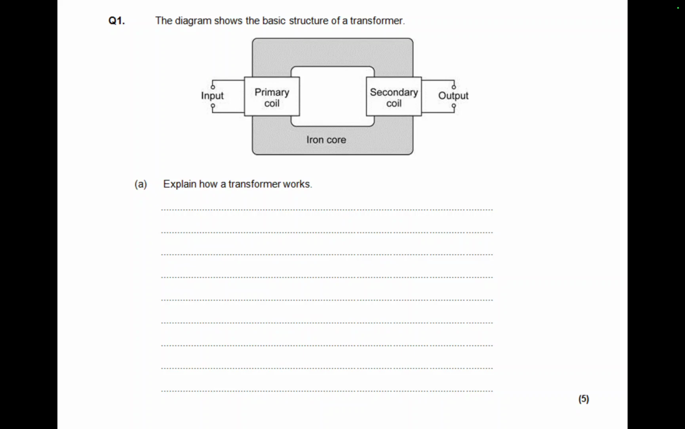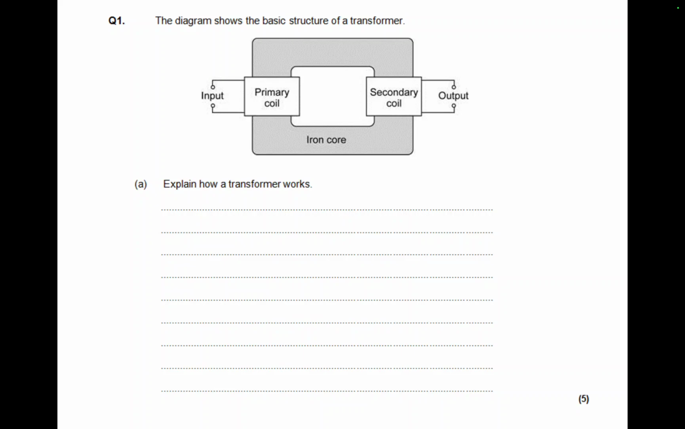Right, let's have a look at this question. The diagram shows the basic structure of a transformer. Explain how a transformer works. So you've done this one if you've been following the lessons plenty of times now. I know I keep doing it and you might be wondering why. It comes up quite often and it's not a very well done question, so I like to get students to keep repeating it.